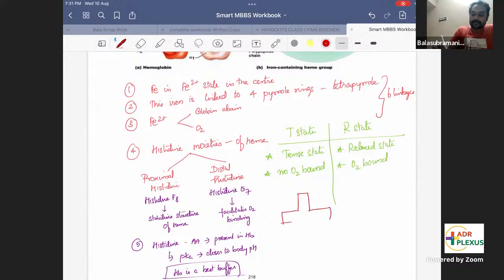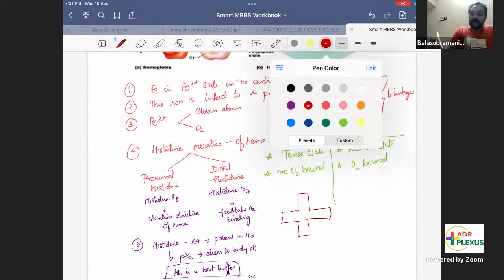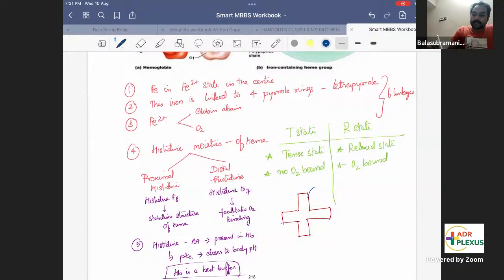What basically happens when oxygen binds to the hemoglobin is, think like this: this is the hemoglobin molecule, and I'm going to write the oxygen like this. So oxygen is bound to the heme. When one oxygen binds, between these two heme molecules there are something called salt bridges. In some books, they're also called salt bridges.